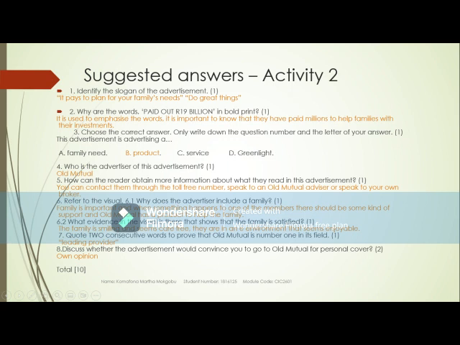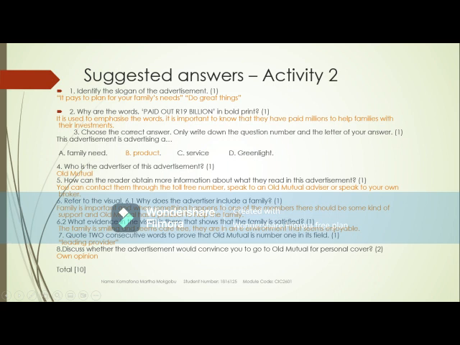So we go to number 4. Number 4 says, who is the advertiser of this advertisement? As I said, if you don't know the answer, you have to go to extra classes, guys. Come on. As you can see, it is Old Mutual. Yep, that is 1 mark. So you are correct if you analyzed or saw Old Mutual.